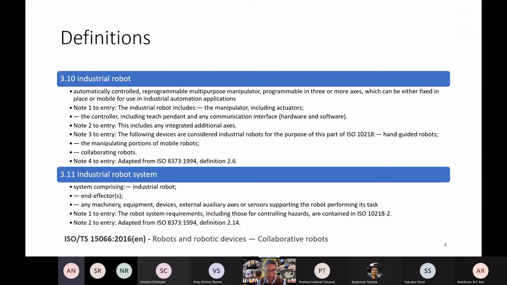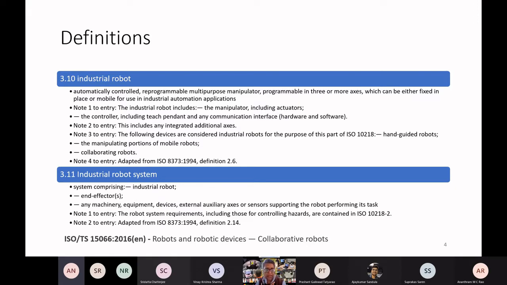Now we will look at some definitions. As I mentioned, we colloquially use all these terms in our papers, reports and documents, but please be aware of these definitions, which I copied verbatim from the ISO document. An industrial robot is an automatically controlled, reprogrammable, multipurpose manipulator, programmable in three or more axes, which can be either fixed in place or mobile for use in industrial automation applications. It is followed by a few additional notes. An industrial robot system is any system comprising the industrial robot. Below you will see the ISO reference, and I will share these ISO reference definitions with you. So even if you do not memorize them right now, you can look them up in this document.